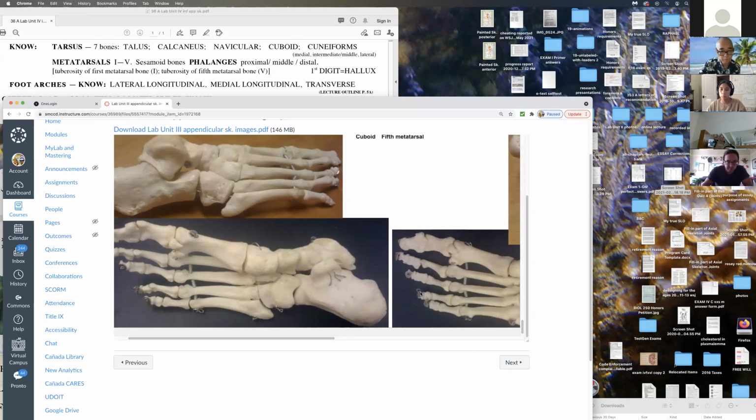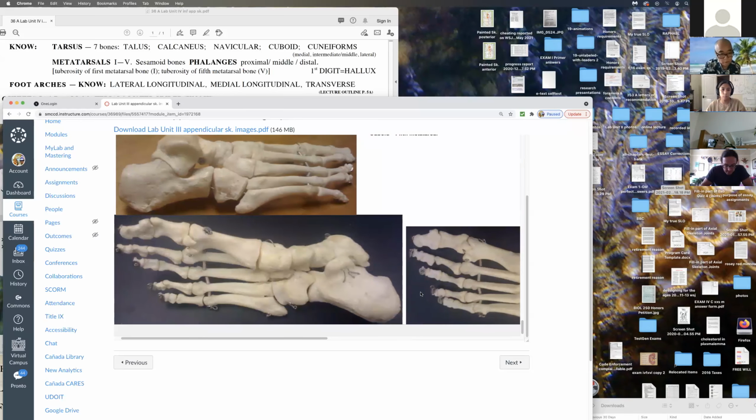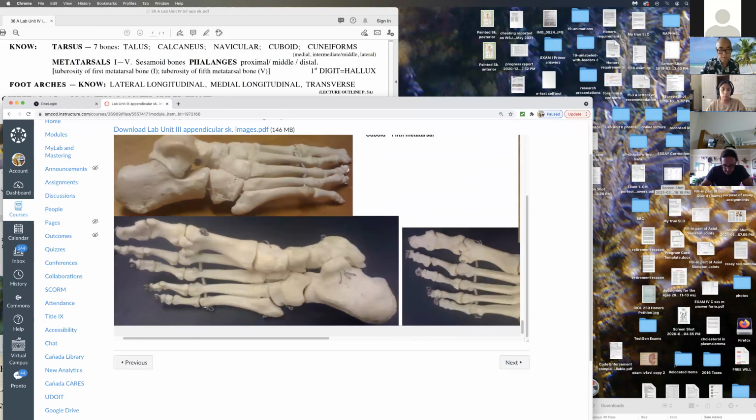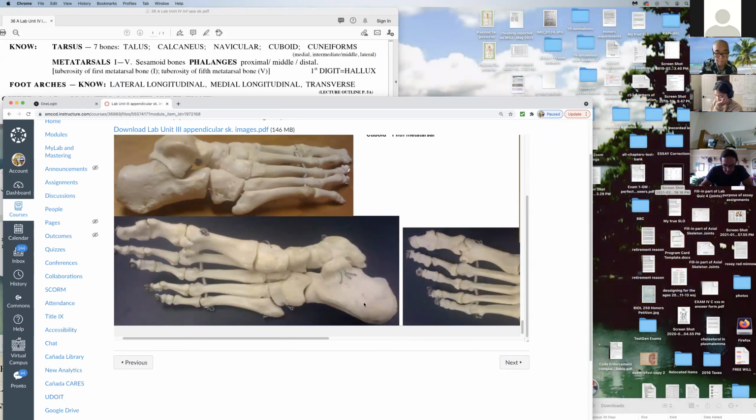These 3 photos are the same foot. So if we start with the medial longitudinal arch, then has the calcaneus. On top of the calcaneus, you have the talus. So calcaneus here, talus there. And then in front of the talus, you have the navicular, that one, navicular. And then in front of the navicular, you have the 3 cuneiforms. This was the medial cuneiform. So medial cuneiform, then you have the intermediate cuneiform, lateral cuneiform.